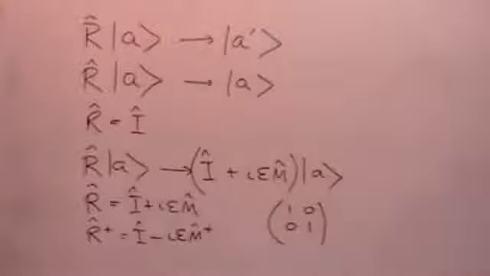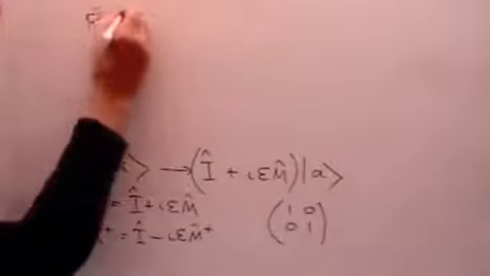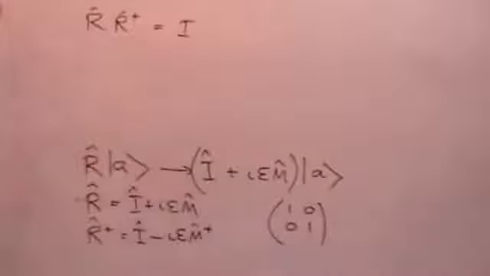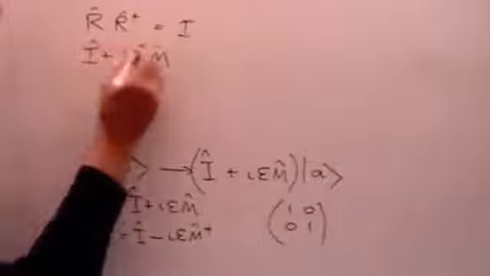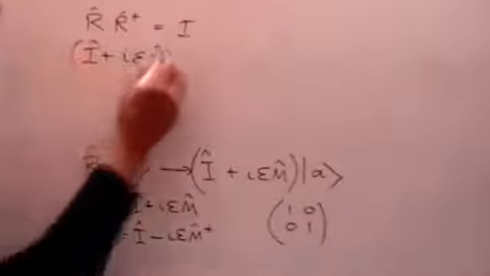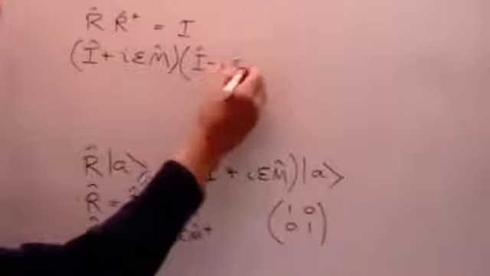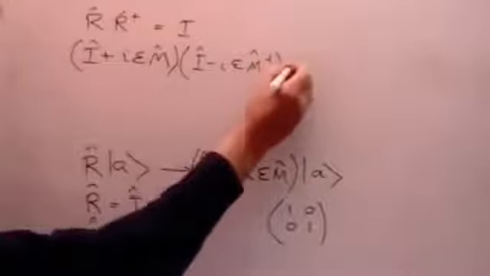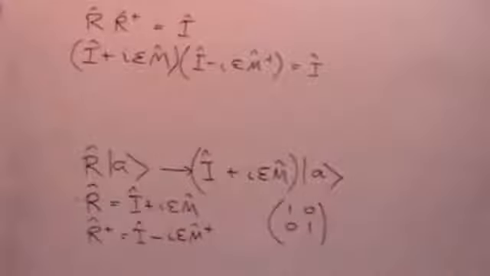But we recall that these are unitary matrices, and R R dagger equals I. That's the condition of being a unitary matrix. So let's do it. R is I plus I epsilon m, where I and m of course are operators, and we're multiplying that by R dagger, which is I minus I epsilon m dagger, and that we say is going to equal I. These should have hats on. The identity matrix I.